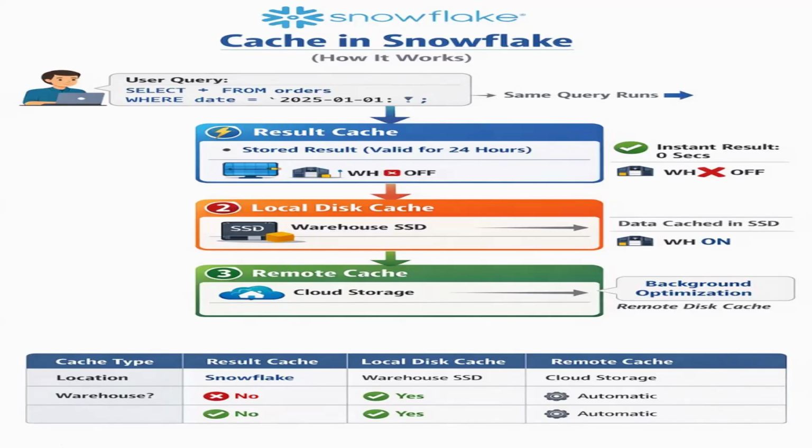Query cache and result cache are the same. So if I am running a user query here, select star from orders where date equals so and so, your query results will be in the query cache. The warehouse need not be running, I can even stop my warehouse here. Your details will be not only in the query cache, they will also be stored in local disk as well as remote disk.